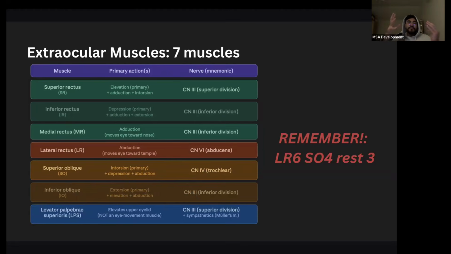Honestly, I don't see them really much asking about the functions in most of them, but they're pretty straightforward. Okay, you need to know the nerve supply. It's very important. So this is a mnemonic. Lateral rectus 6, superior oblique 4, the rest is 3. Okay. Very high yield, extremely high yield.